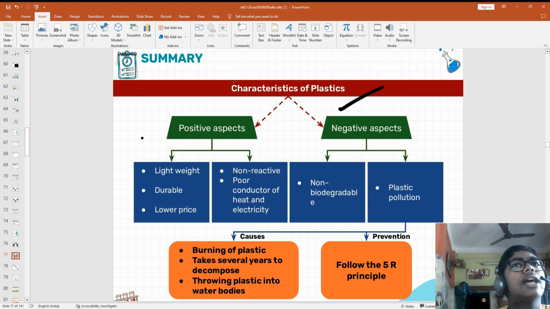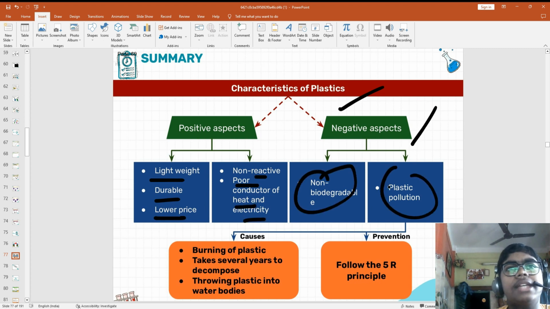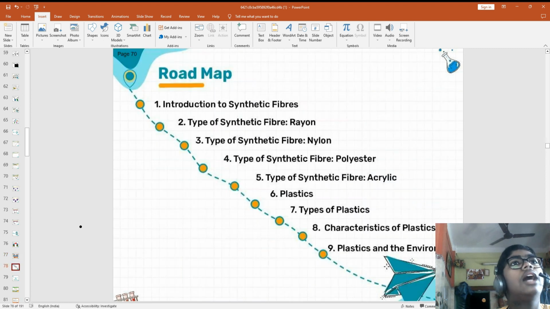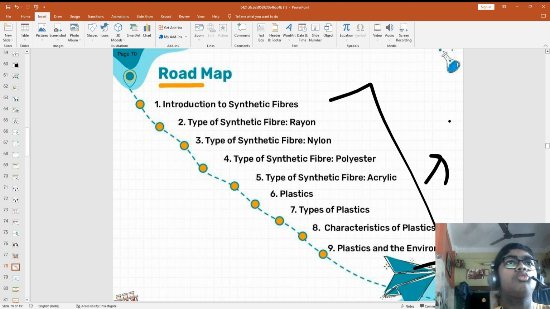Characteristics of plastics. Plastics के positive aspects हैं: lightweight, durable, lower price, non-reactive, poor conductor of heat and electricity. Negative aspects: non-biodegradable and plastic pollution. Causes क्या होता है प्लास्टिक पॉल्यूशन का: burning of plastic, takes several years to decompose, throwing plastic into water bodies. Prevention कैसे कर सकते हैं: follow 5R principle. So understand the summary also.